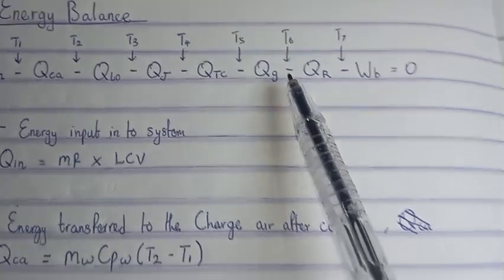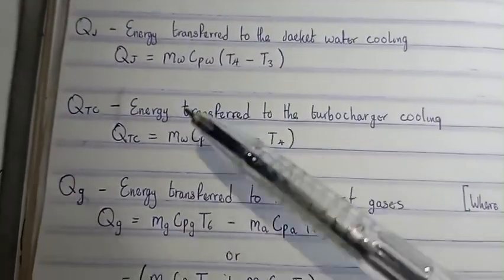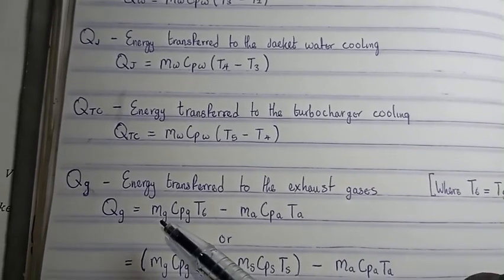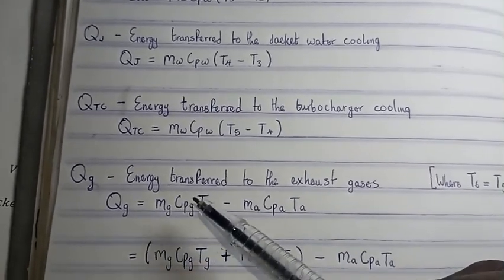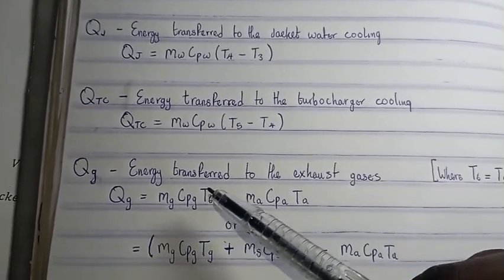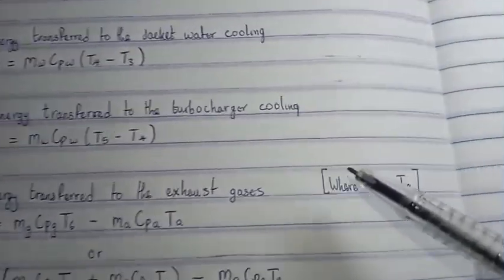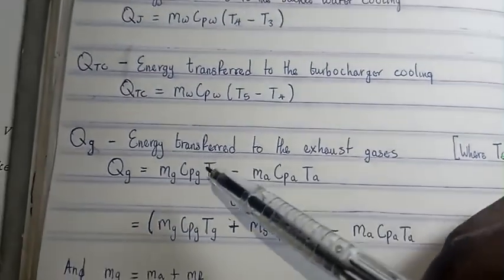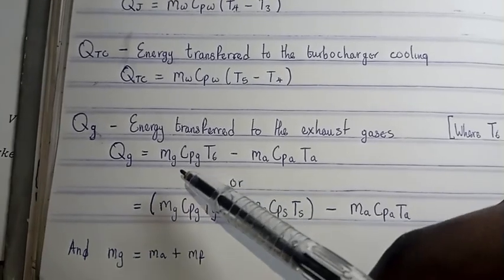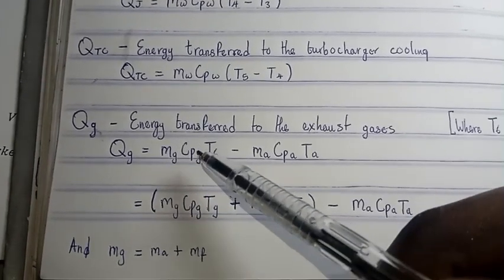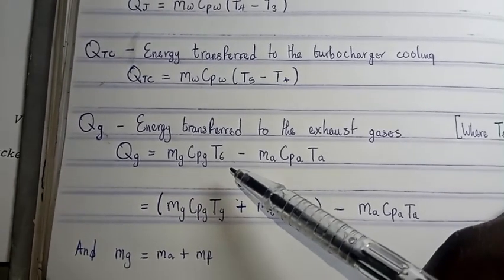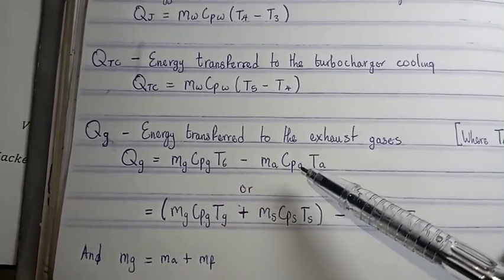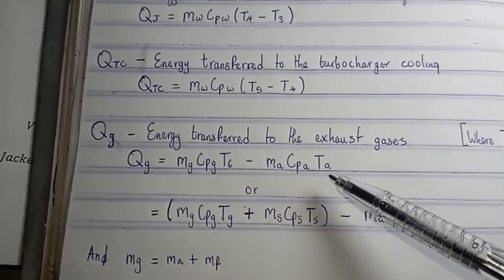Your exhaust gas is at T6. Now for exhaust gases, the formula we are using now is your QG is equal to your mass of the gas times your specific heat of gas times your T6, where T6 is the same thing as TG. So mass of gas times your specific heat of gas times your T6 minus your mass of air times your specific heat of air times your temperature of air.